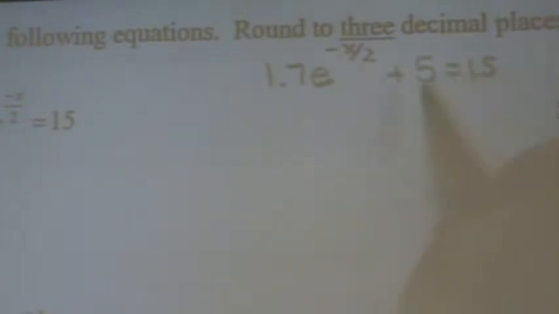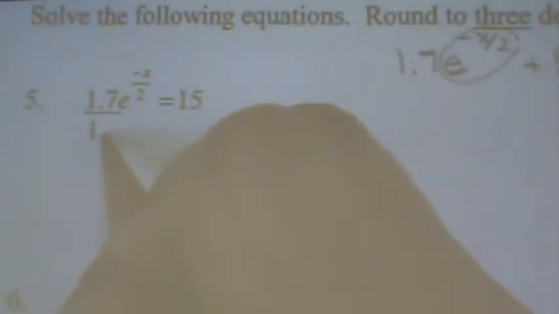What if it said 1.7 e to the whatever power plus 5 equals 15? What would you do? Just to show you. Subtract 5. Yeah, you would subtract 5. Always aim, you want to get this by itself. So in this case, you don't have to add or subtract, just simply divide.